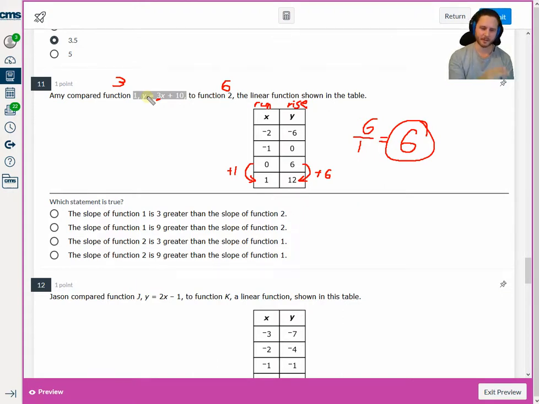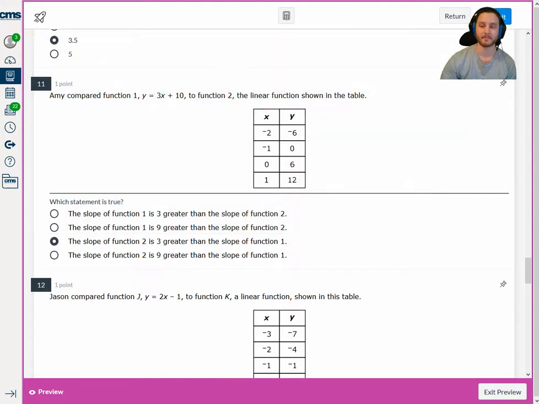A says the slope of function 1 is 3 greater. No, the slope of function 1 is 3, but it's not greater than the second one. B has the same problem. It says that it's greater than 2, and that's just not right. Function 2 has a steeper slope than function 1. C says the slope of function 2 is 3 greater than the slope of function 1. That is correct. 6 is 3 more than 3.